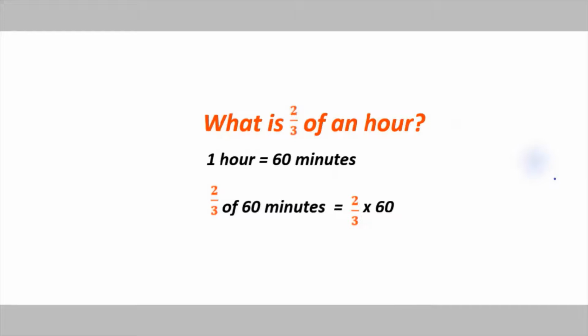We know 1 hour is equal to 60 minutes. So we have to now calculate 2/3 of 60 minutes. So 2/3 into 60, cancel by the table of 3. 3 1s are 3 and 3 2s are 6. So 3 20s are 60. So 20 into 2 in numerator, 2 into 20 is 40. So we have to write 40 minutes is 2/3 of an hour. This is the answer.